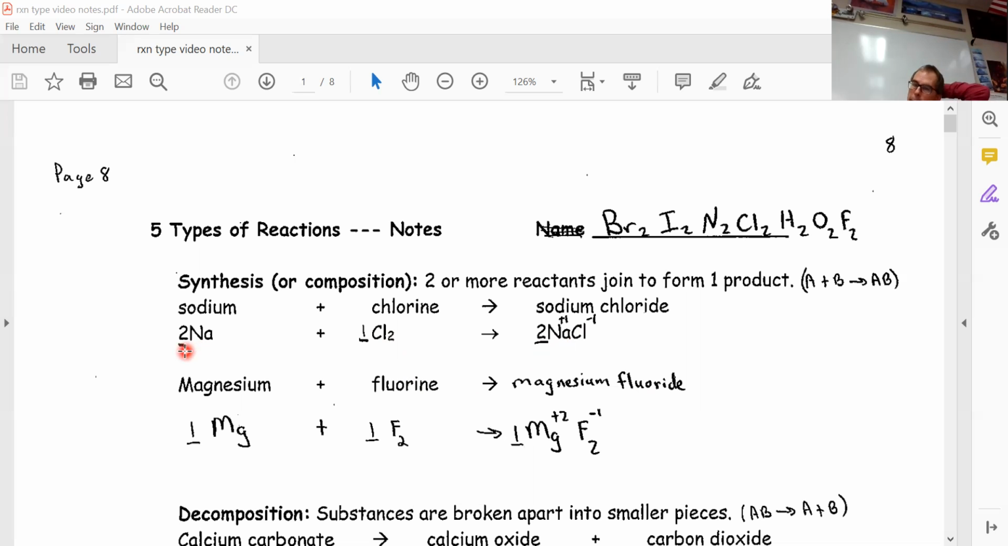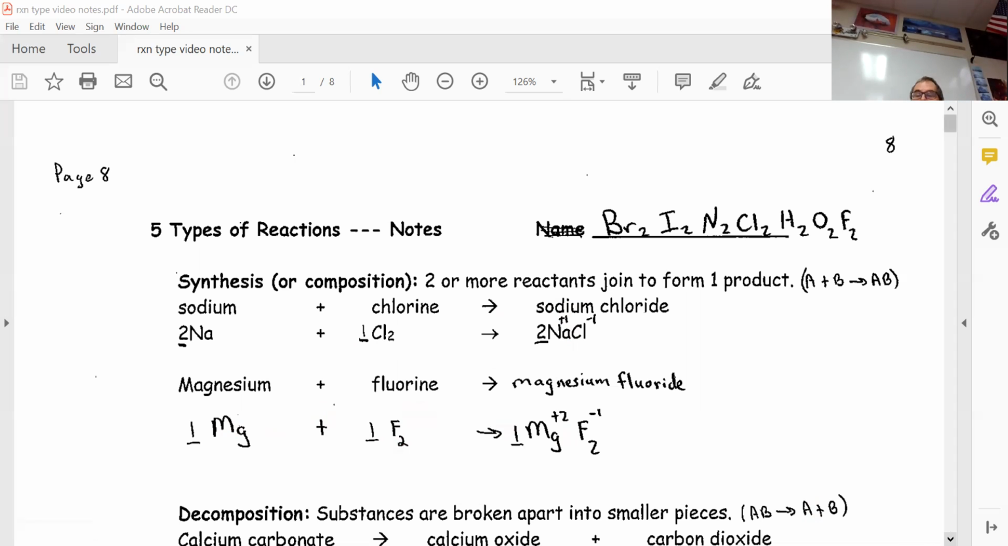sodium's balanced. When I did magnesium fluoride, magnesium was +2, F was -1, so I needed 2 fluorines to balance, and I had MgF2. Then I looked at magnesium travels by itself, fluorine travels in pairs, and this is how I got to this balanced equation here. But the big thing is 2 elements combined to form a compound, or it could even be more than 2 elements combining to form a bigger substance.